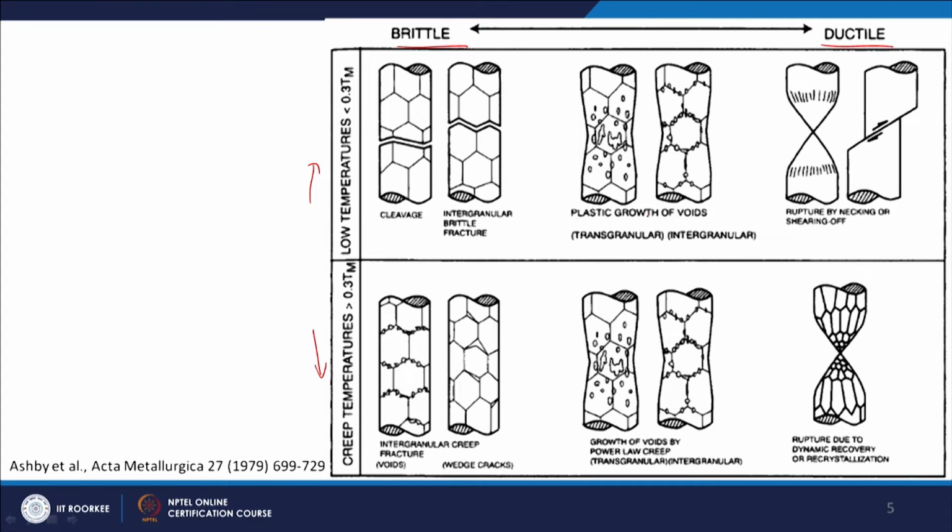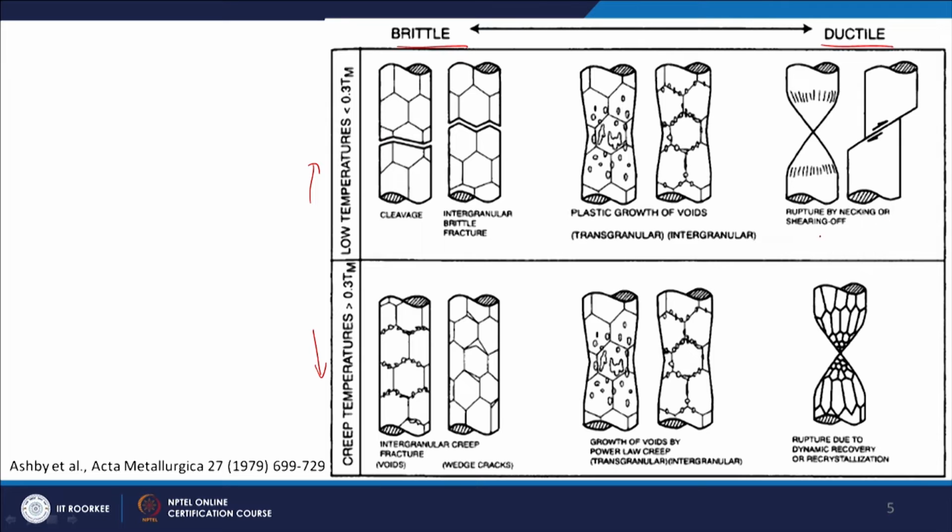Then you can have plastic growth of voids. So, you can see some voids are forming within the grain here. Within the grain it will be transgranular or intragranular, and between two grains it will be intergranular. So, voids can be at the grain boundary or within the grain, and these voids will then grow, connect with each other, and the material will fracture.